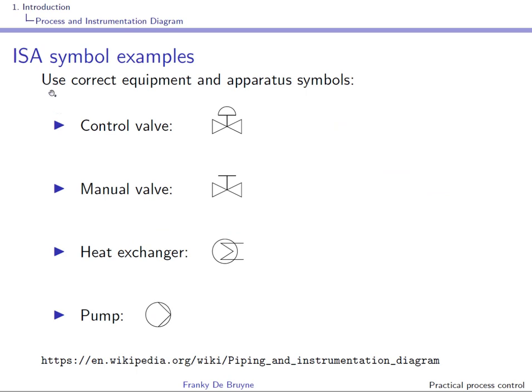You should use the correct ISA symbols for the equipment. So here are a few examples. This is the symbol for a control valve, a manual valve, and so on. So please refer to the ISA standard S5.1, and there is also software available with libraries that will make it easy for you to select the correct equipment symbols and to draw nice P&ID diagrams.